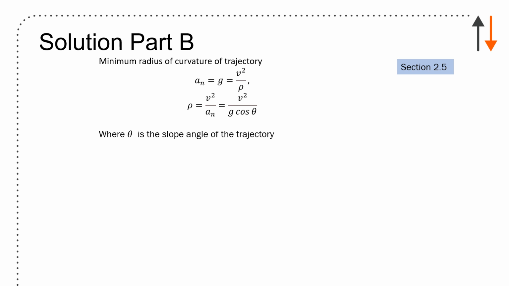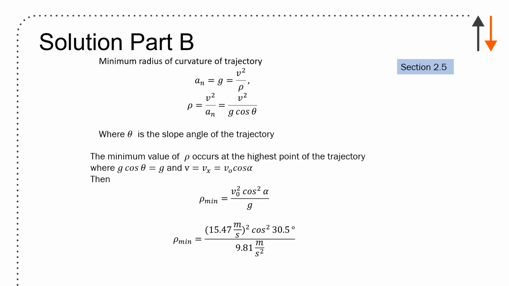Theta is the angle of the trajectory at that point, and rho is going to be v squared over g cos theta. So the minimum value of rho occurs at the highest point where g cos theta equals g, and v equals vx, which is the initial velocity V naught cos alpha. Substituting in all the terms, you get V naught squared cos squared alpha over g. Put the numbers in just below, and you get a rho minimum of 18.13 meters. From that, you're able to get the minimum curvature. So that is that.